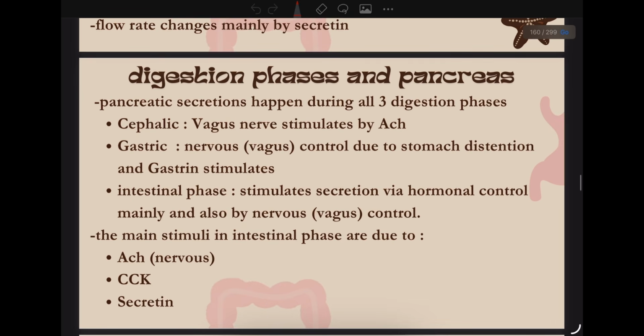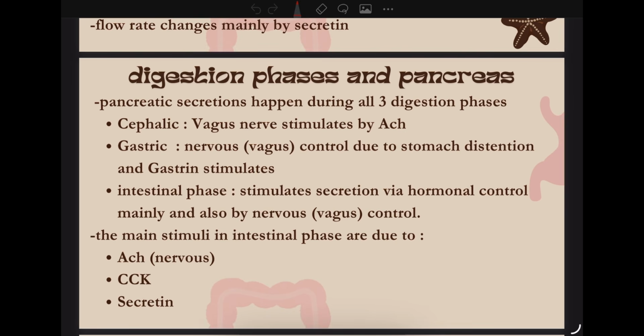Now, digestion phases and pancreas. Do you remember the theory of digestion phases? Yeah, they will haunt us until the end of the crash course. So, what happens to pancreatic secretions? They increase during all digestion phases. Very easy to remember. In the cephalic phase, vagus still stimulates. In the gastric phase, nervous control also stimulates. And by the way, gastrin stimulates pancreatic secretions. So although secretin and CCK are anti-gastrin, gastrin is a good guy, so he still stimulates the pancreatic secretion. He doesn't care about what they do to him.